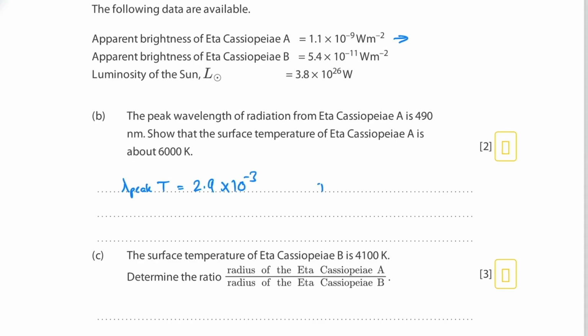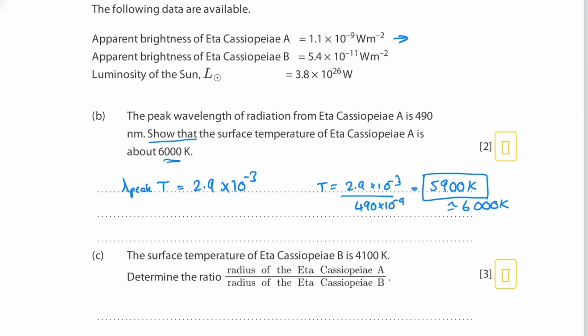So we want to show T is equal to 2.9 times 10 to the minus 3 divided by 490 times 10 to the minus 9, which gives us an answer of 5900 Kelvin, which to one significant figure is 6000 Kelvin. It does say show that. Show that means that this number is probably going to be used later. Now, I am going to carry this number forward because that's the number I've worked out. If you don't get that question right, then you're allowed to use this number carrying forward.